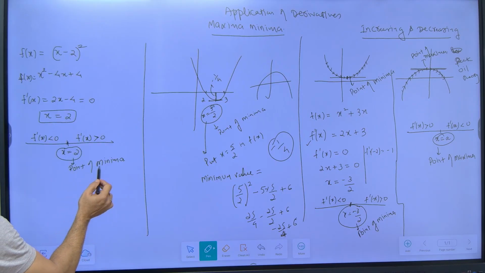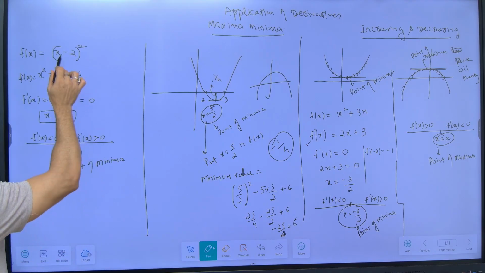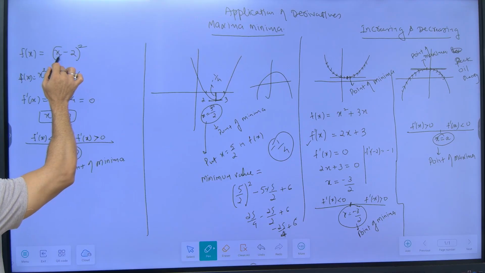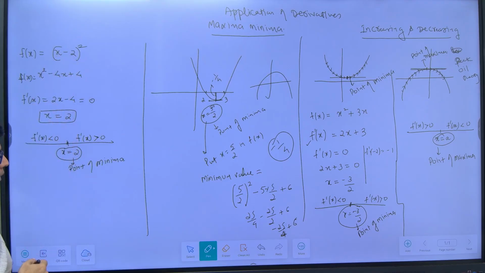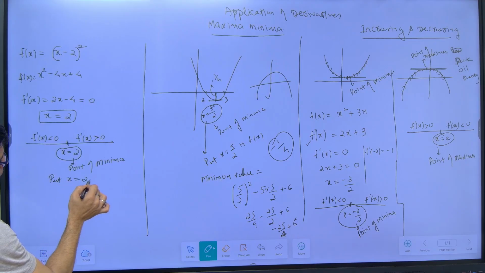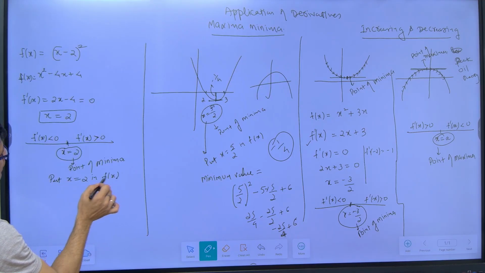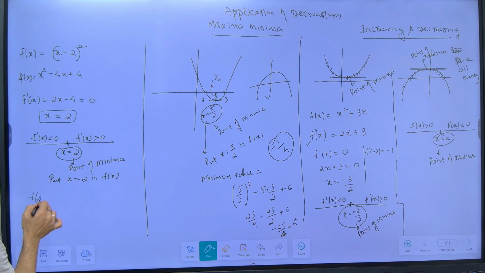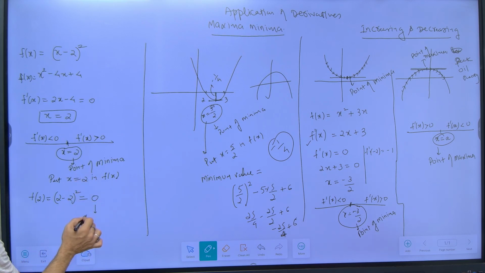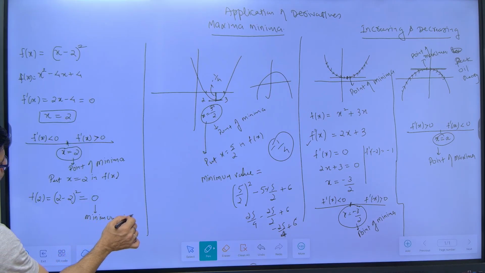So for the minimum value, you put this x is equal to 2 in f of x, in place of x. 2 minus 2 is what? 0. So what is the minimum value of this function? 0. Once you get the point of minima, put x is equal to 2 in f of x. So f of 2 is equal to 2 minus 2 the whole square, which is equal to 0. So 0 is called the minimum value. One is called the point of minima and the second is called the minimum value.